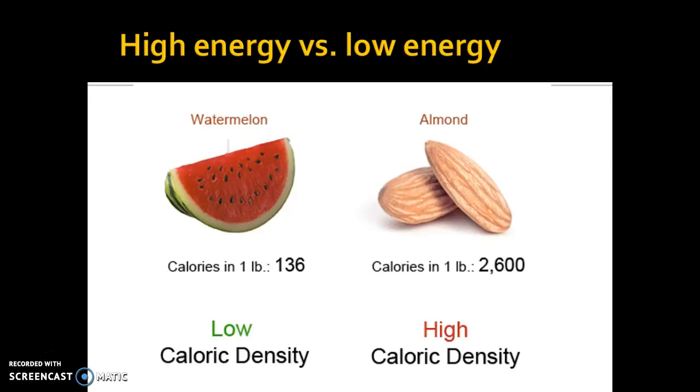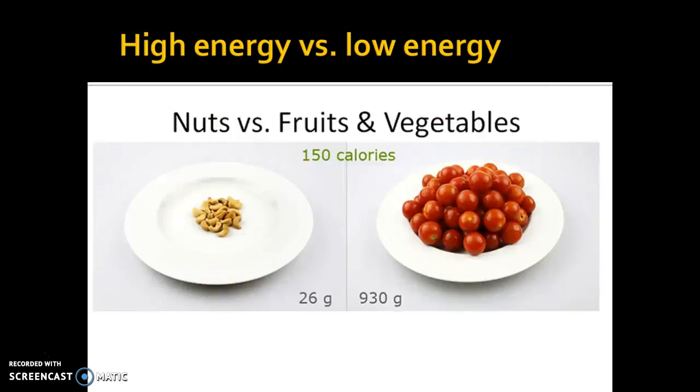Whereas some foods, like an almond, that have fats, proteins, and carbohydrates, not a lot of water, they have a high caloric density, so they'd be high energy foods. You can see here's another picture that, for the same amount of energy, 150 calories, cherry tomatoes, you can get a lot of those, whereas cashews, there's very, very few there.